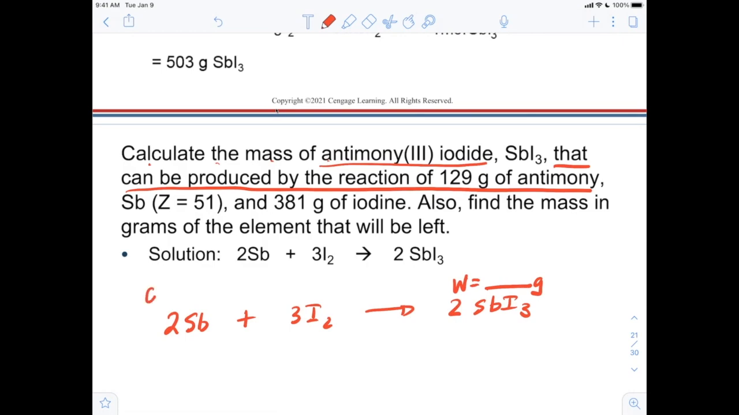So we're given 129 grams of antimony and 381 grams of iodine.